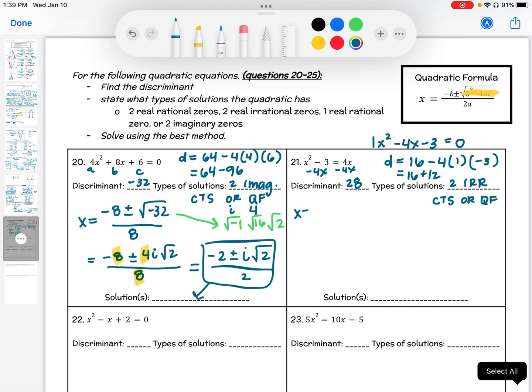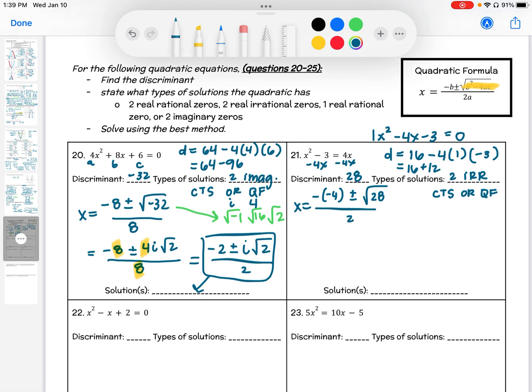So I'm going to go ahead and do x equals negative b. Our b value is already negative 4, so we're going to have a double negative there. Plus or minus the square root of 28, that discriminant we already found, over 2 times a. A is just 1 in this case, so it's just going to be a 2 on the bottom. All right, so the double negative up here makes that a positive 4, plus or minus. And then let's simplify our radical.